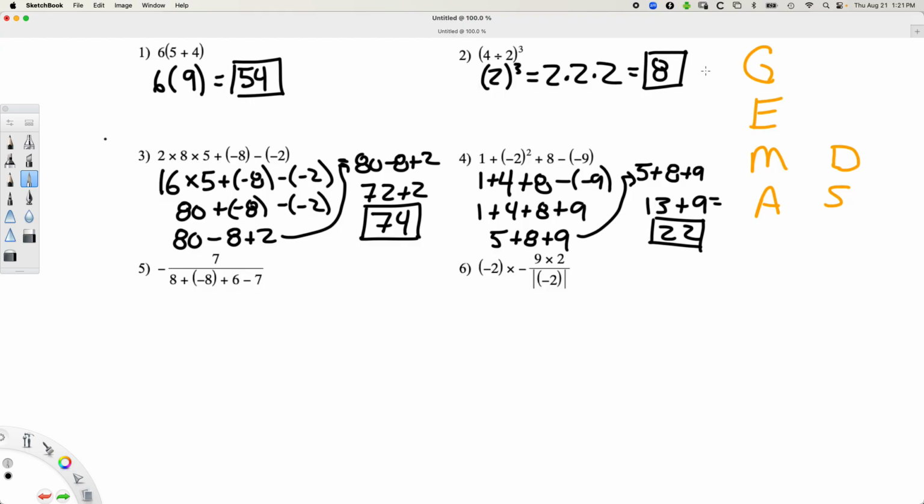And so when I go through my GEMDAS, do I have any groupings? No. Do I have any exponents? No. Do I have any division or multiplication? Yes, I do, right here. So that's the first thing to do.